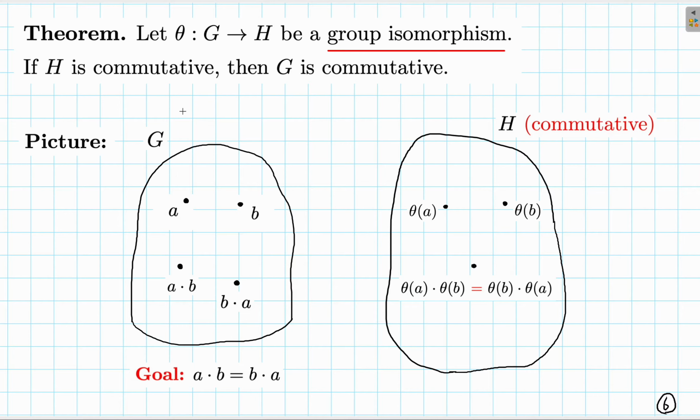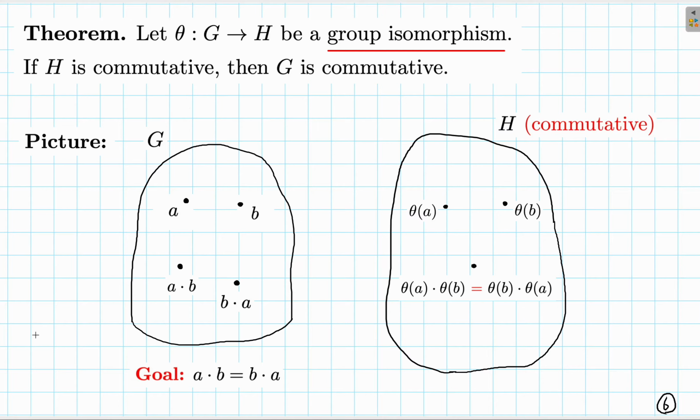Now, before we think about why this is true, from an intuitive perspective, the fact that theta is an isomorphism from G to H means that G and H are essentially the same group because they're isomorphic to each other. And that means that if one of them is commutative, the other one better be commutative as well. So that's the intuition behind this theorem.